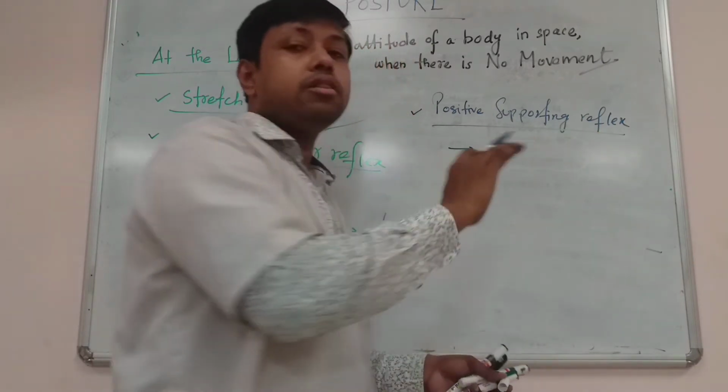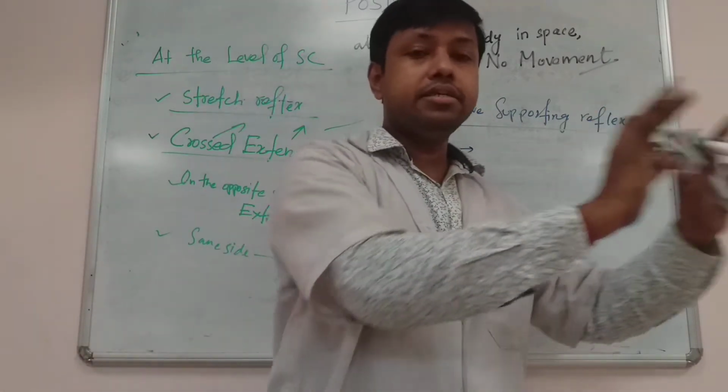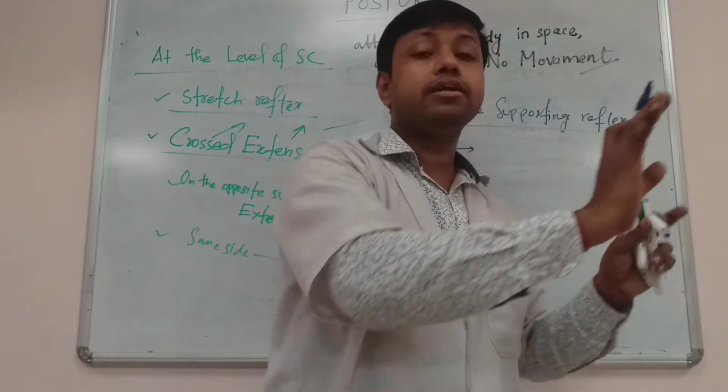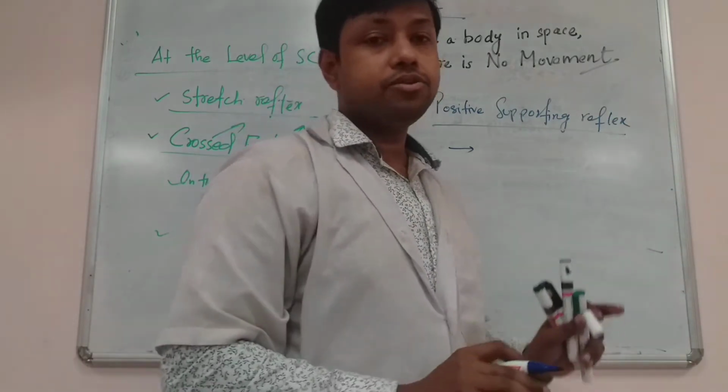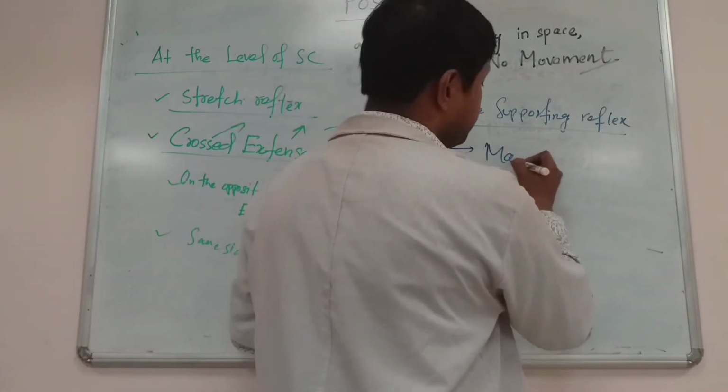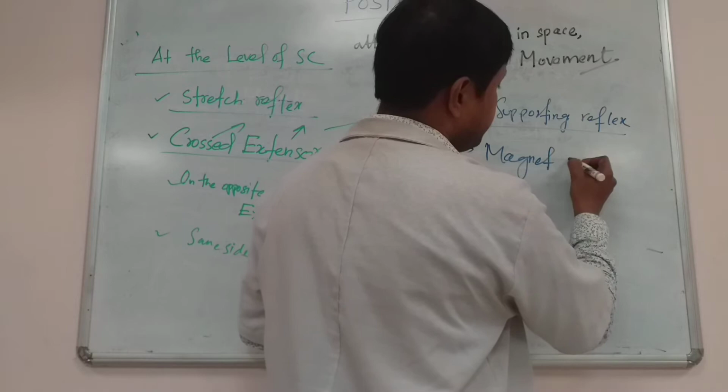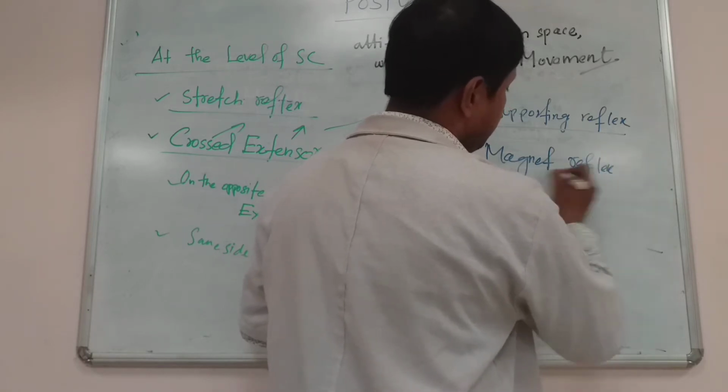Now you will see that all the limbs and muscles touching the surface, the muscles of the limb will undergo extension as if they are attracted like a magnet. So it is also called magnet reflex, magnet reflex or magnetic reflex.